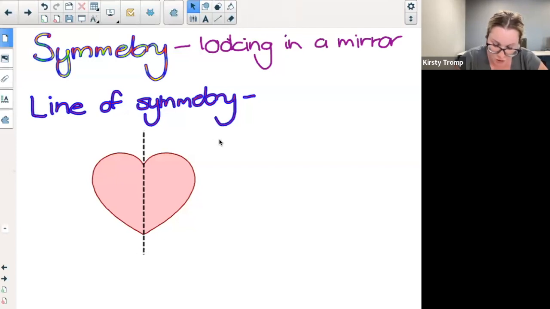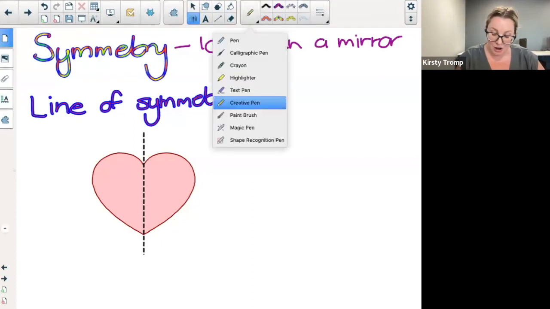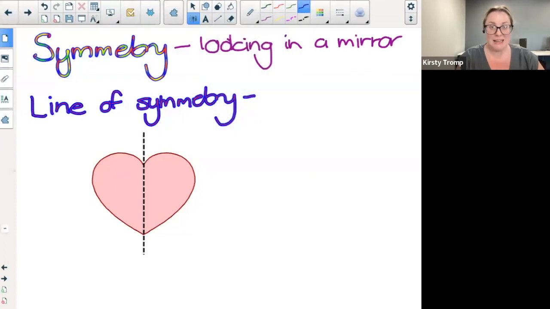All right. Do you agree that that line that I've just drawn, that dotted line, if I had to take my picture, that heart, and I had to fold it, it would give me the exact same image on both sides of my page, okay? My heart is exactly the same on both sides. In other words, it is symmetrical, all right? So this dotted line that we've just drawn is what we call a line of symmetry.